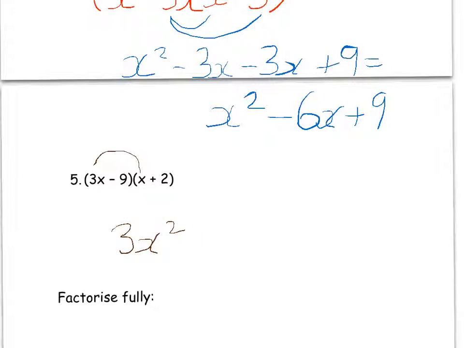If there was another value in front of this one, say it was a 2, you do 3 times 2, which would be 6x squared. Do the same to the next bit, so 3x times 2: 3 times 2 is 6x.